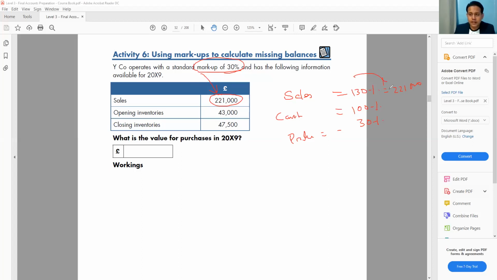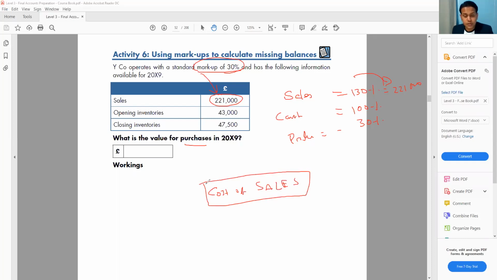So we have to find the cost and the profit. So let's find the cost. What does the question say? What is the value of the purchase? The question says the value of the purchase, so you have to use another formula. I'm sure all of you remember the formula: your opening inventory plus purchase less closing inventory, your cost of sales formula. Cost of sales. If you don't remember that, write it down now.